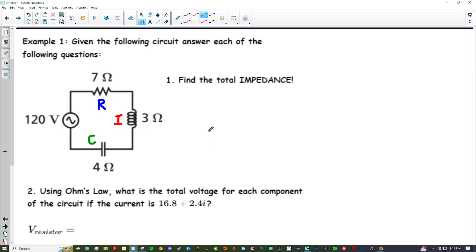A capacitor draws energy from a battery and stores it, and it makes it hard for electrons to make this jump and complete the circuit. This is always represented by a negative imaginary number.